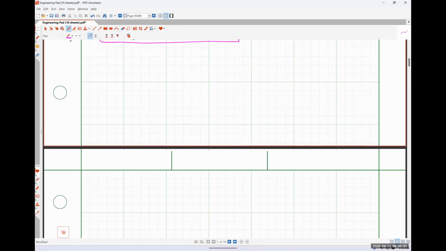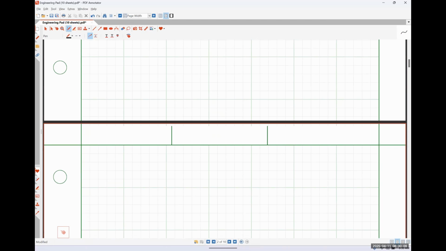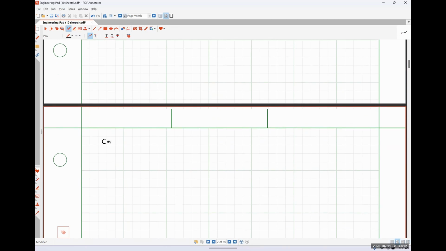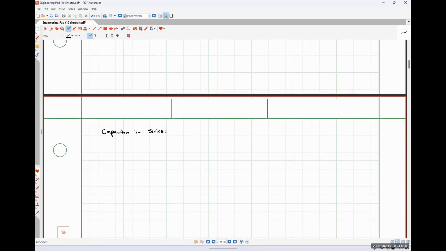So let's say that I have a system containing multiple capacitors in series. So here's some capacitance C1, C2, all the way out to C sub n, like so.